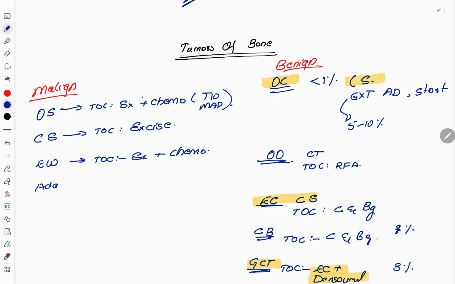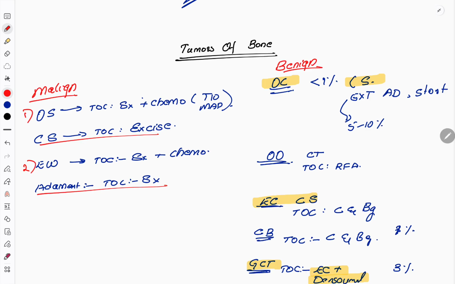Next, you have adamantinoma. Adamantinoma is a low-grade malignant tumor. It is seen in the diaphysis. So here also, the treatment of choice, it's a low-grade tumor, just do surgery. You're done. Similarly, chondrosarcoma is also a low-grade tumor. Just do surgery. Whenever you had the two high-grade tumors, osteosarcoma and Ewing sarcoma, you did surgery plus chemo, right?